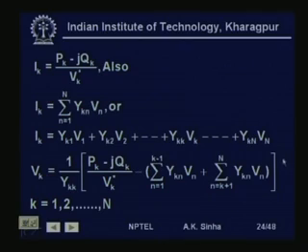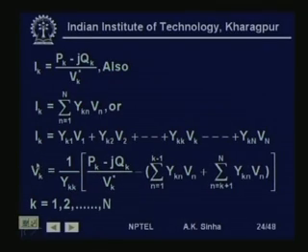So, this comes out to be this expression within the bracket, and now we divide this by Y k k, then we have V k is equal to 1 by Y k k into this term, and this is the expression for all the bus voltages. Now, here all these quantities Y k n, V n are complex quantities, except for P k and Q k.